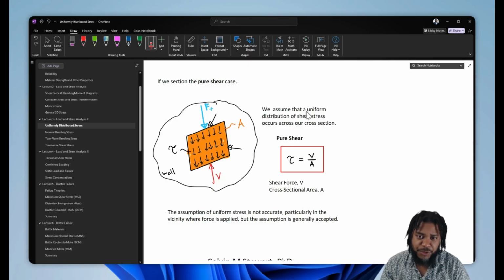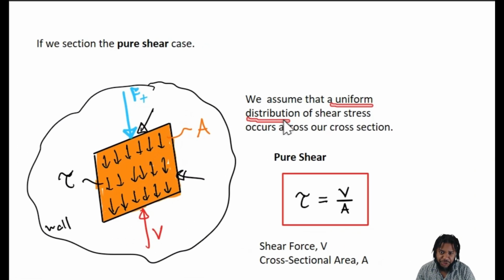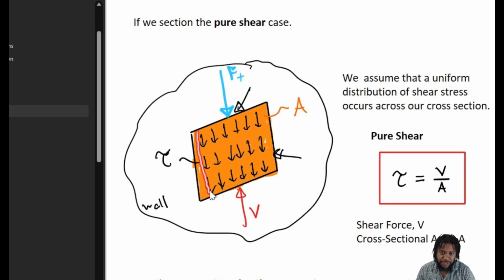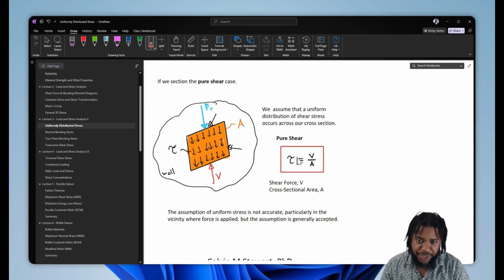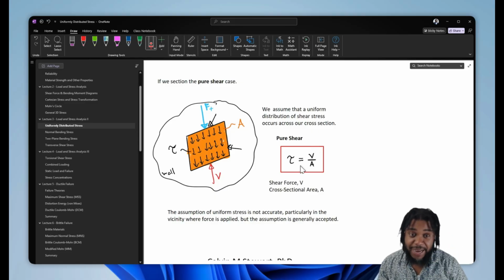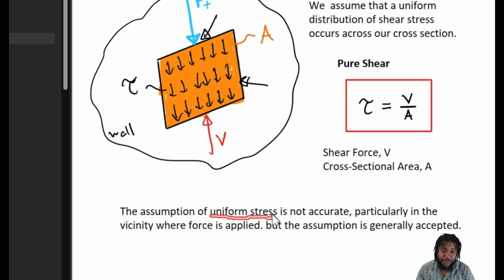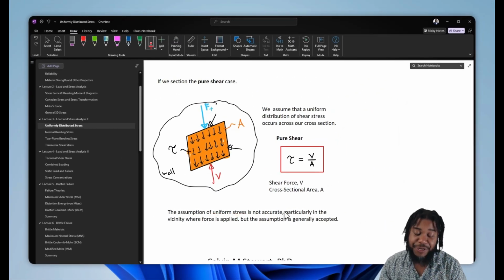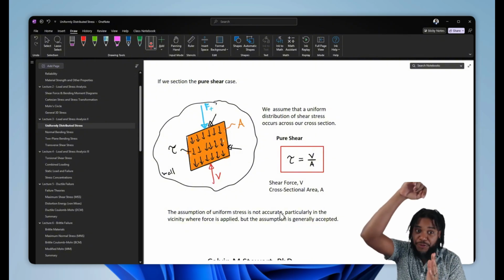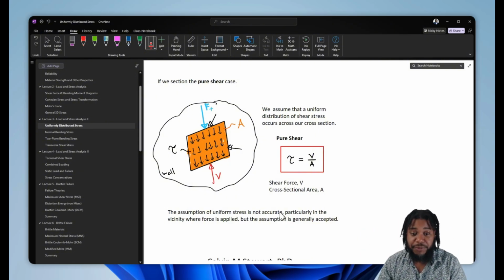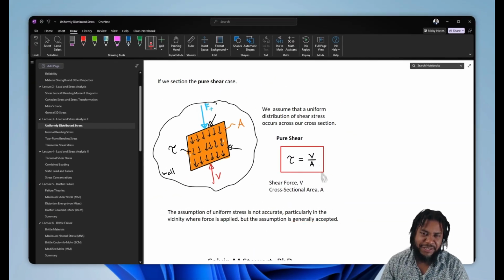And from that, we then assume that we have a uniform distribution of shear stress across that wall, where the shear stress, tau, is equal to the shear force, V, divided by the cross-sectional area, where that shear force is parallel to the cross-sectional area. Now, the assumptions that are made here, we're assuming that this stress is uniform. In reality, it's not perfectly accurate because there is a slight distance between the force that's actually being applied and the support. But in general, this assumption is close enough for us to accept and simplifies greatly the solution to the shear stress.